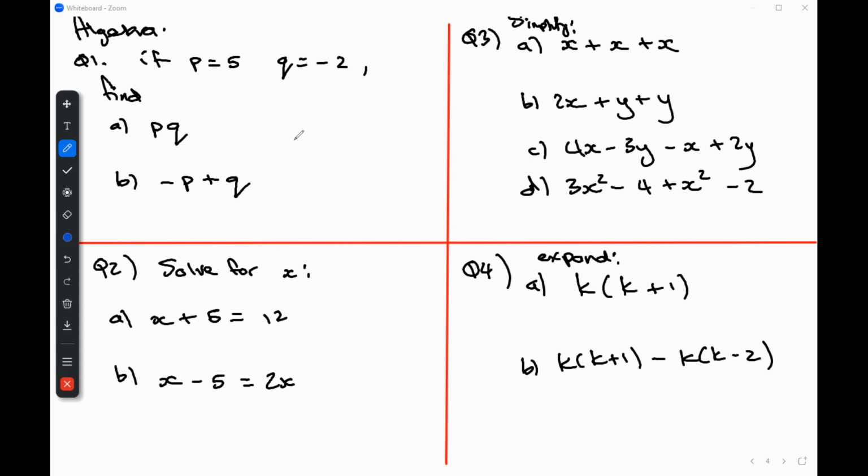For the first one, what we want to do is substitution. So the P over here is 5. I'm going to use brackets for substitution. And the Q is -2. So 5 times -2 will become -10. All right, and negative P plus Q. Negative P will be -5 plus Q, which is -2. Now, a plus and a minus becomes a minus. So -5 minus 2 will become -7.